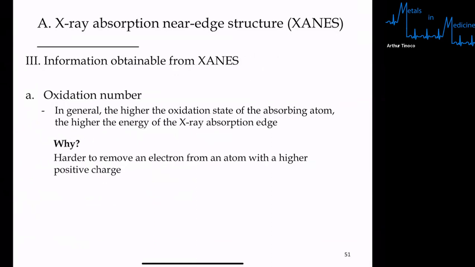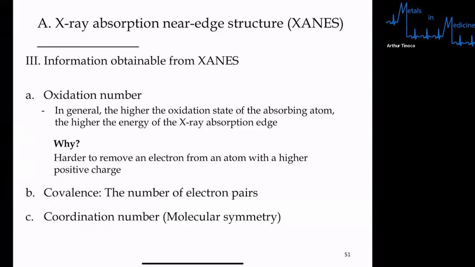And it turns out that the higher the oxidation state of the absorbing atom, the higher the energy is going to be. So that makes sense because the higher the charge, those electrons at the core are going to be more strongly held by the nucleus. So it's going to require more energy in order to remove them from those core orbitals. Additional information that we get are the covalence, so the number of electron pairs, and the corresponding coordination number or molecular symmetry. So you get that information, coordination number and oxidation state.